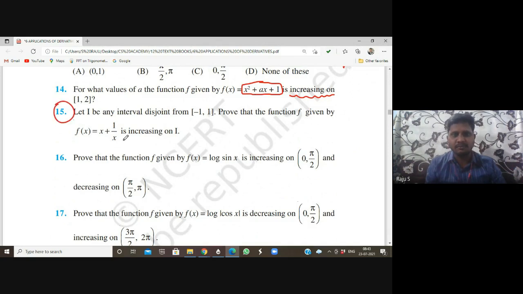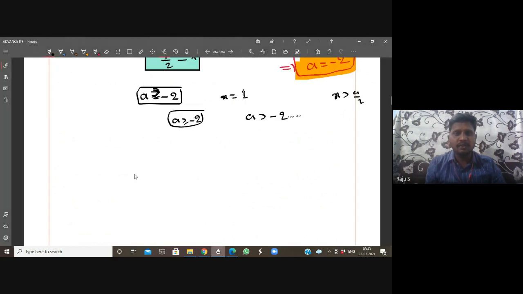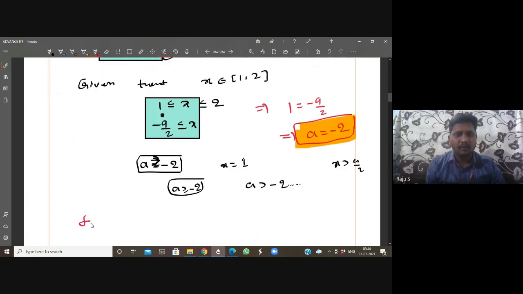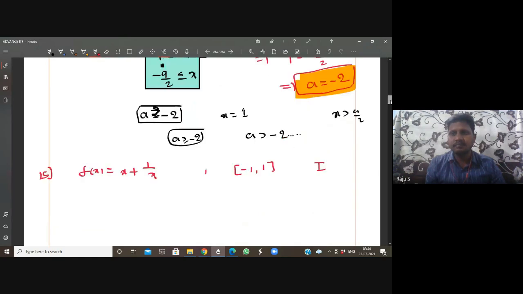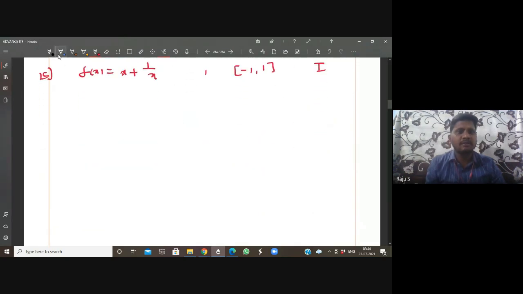Right. Question number 15. The given function is f(x) = x + 1/x, and the given interval is (-1, 1). I is any other interval which is disjoint from this interval. All of you find f dash of x and the critical values. f dash of x: the derivative of x is 1. What about the derivative of 1 by x? Minus 1 by x square.